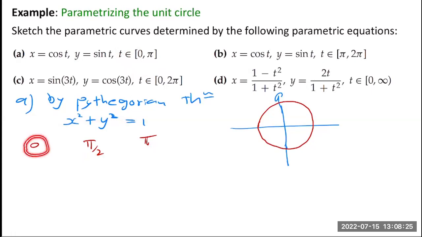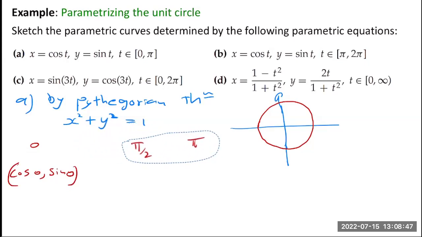When t is equal to 0, how do I find the point? I plug in t equals 0 in these two functions. That will give you the x comma y coordinate pair. So that point will be cosine 0 comma sine 0. And then I'm doing the same thing for the others. I'm going to plug in pi over 2 next. Cosine pi over 2, comma, sine pi over 2.